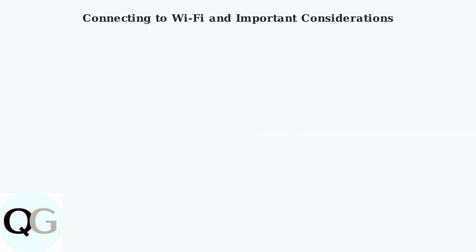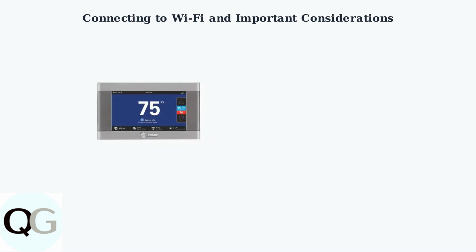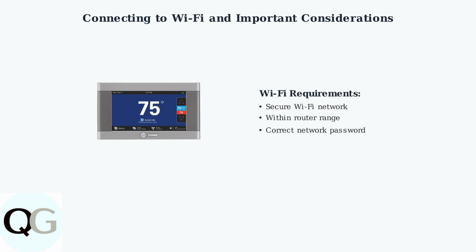Connecting your Trane XL824 to Wi-Fi enables remote control and smart home integration. Let's walk through the connection process and important troubleshooting steps. First, ensure your thermostat is within range of your Wi-Fi router and connected to a secure network. You'll need the correct network password for setup.